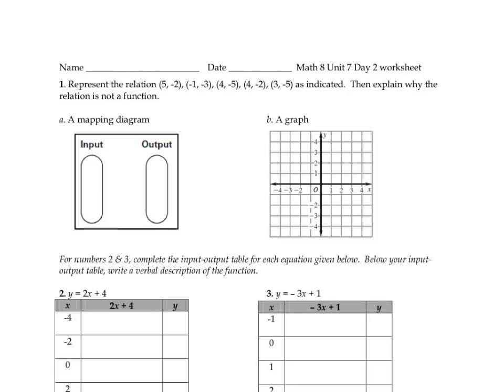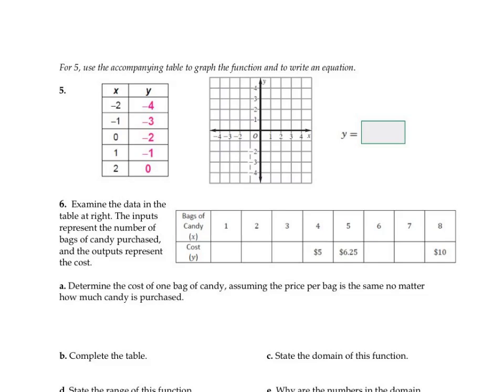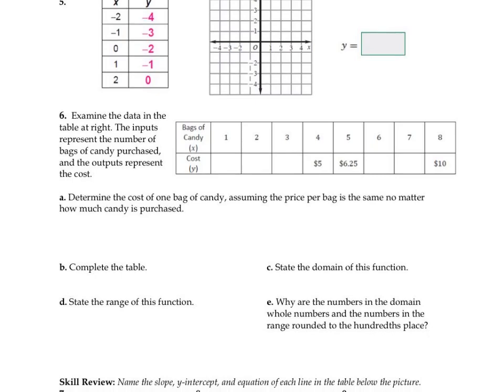Hey guys, so today we're going to be looking at the Unit 7 Day 2 worksheet, and we're going to flip over to the back and look at number 6. Number 6 tells us to examine the data in the table at the right. The inputs represent the number of bags of candy purchased, and the outputs represent the cost. So what we learned is that the word inputs means the X values, and the outputs means the Y, which is shown on the table.